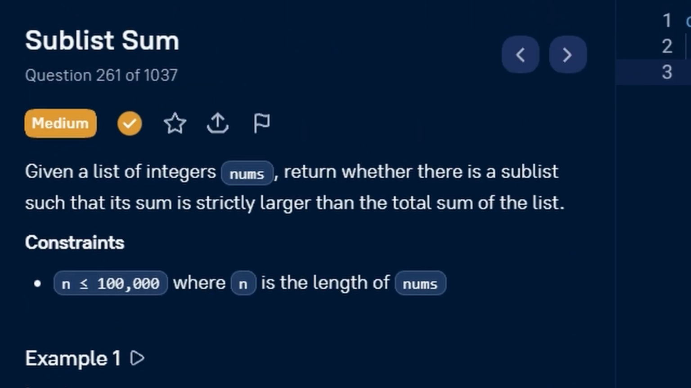One way we can do this is by iterating through the list and counting each element. Because this is saying strictly larger, we cannot sort the list. So what we can do is iterate through the list and count each element. As soon as the running sum is larger than the total sum of the list, we can return true, because that means there is a part of the list which is larger, which would be that part.